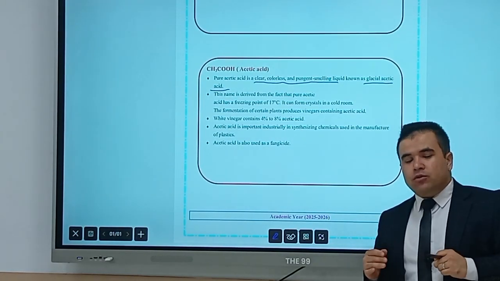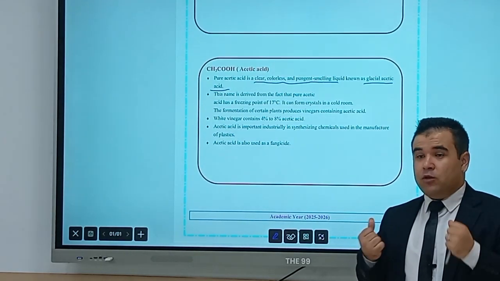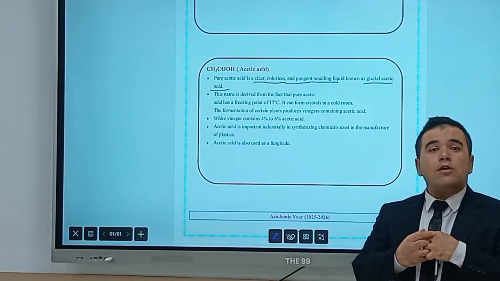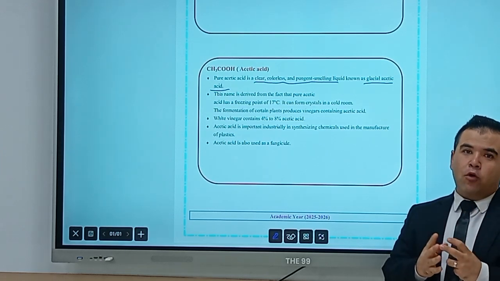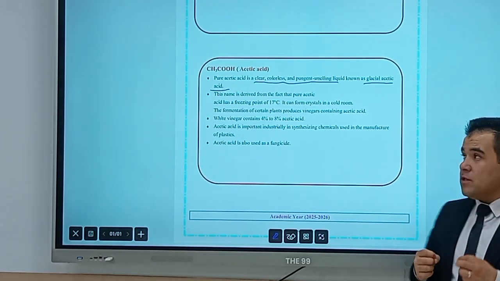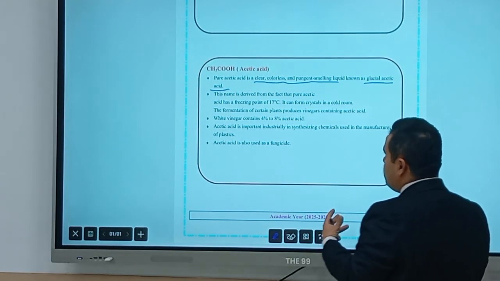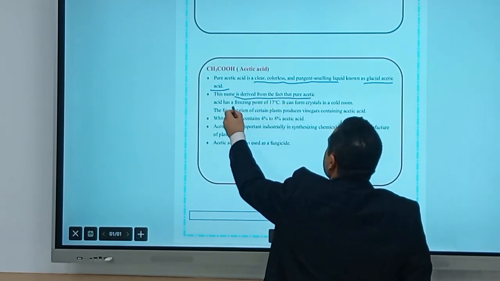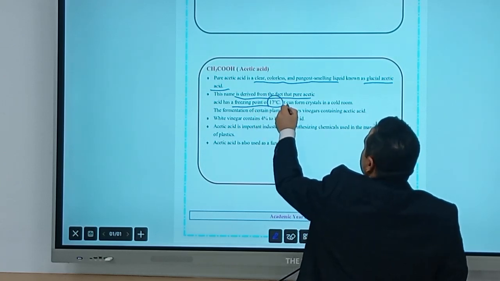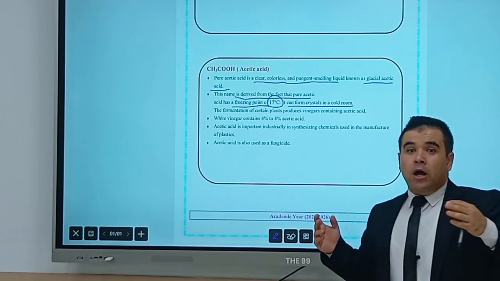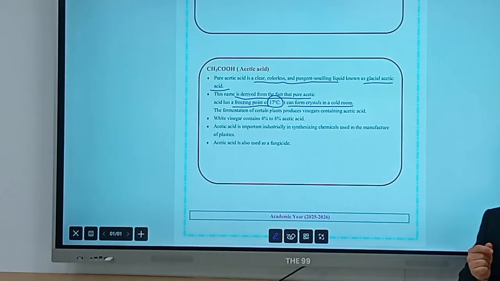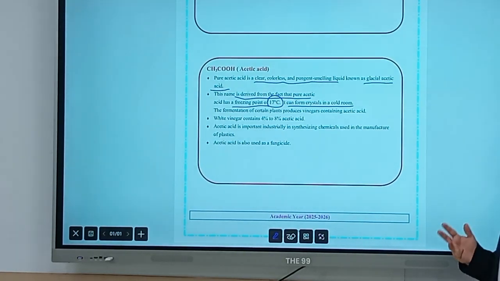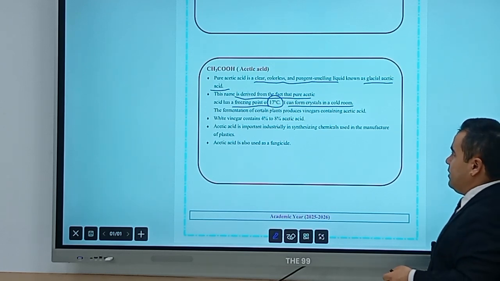In terms of the name, it has a secondary name, glacial acetic acid, and it was a ministerial exam question. The name glacial means ice. Why? Because acetic acid has a high freezing point, almost 17 Celsius. So at or close to room temperature, it sometimes freezes and appears in crystal form. This name is derived from the fact that pure acetic acid has a freezing point of 17 Celsius. It can form crystals in a cold room, especially in winter when the temperature is below 17. The acid appears in crystal form, and that's why the common name of this acid is glacial acetic acid.